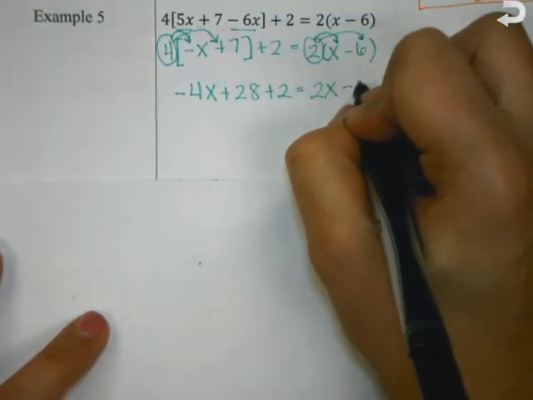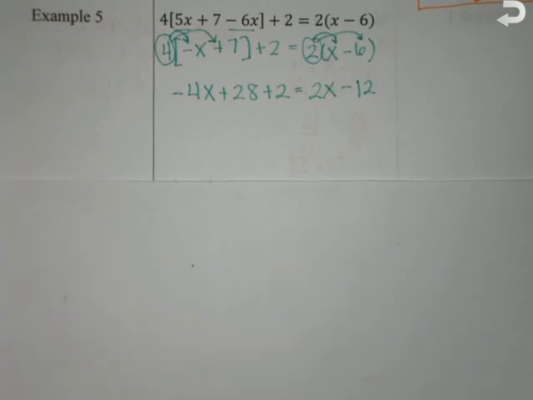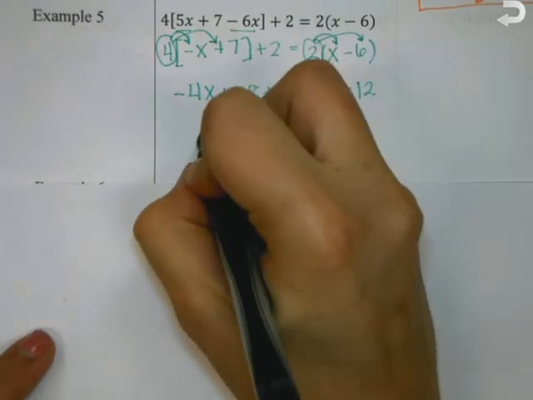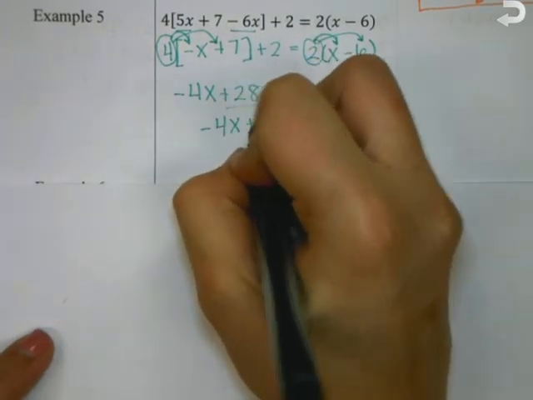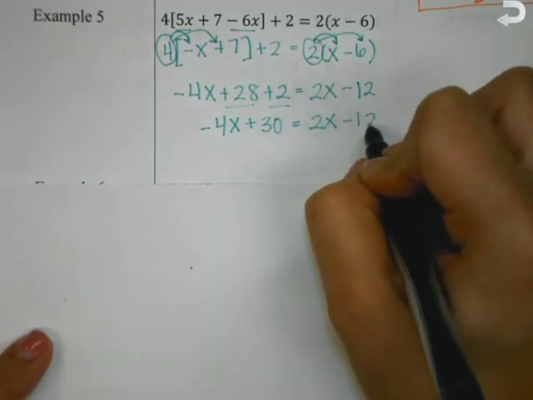Am I ready to start moving stuff yet? Combine like terms, look. 28 plus 2. So negative 4x plus 30 equals 2x minus 12. Beautiful. Okay, which one here do I want to move?